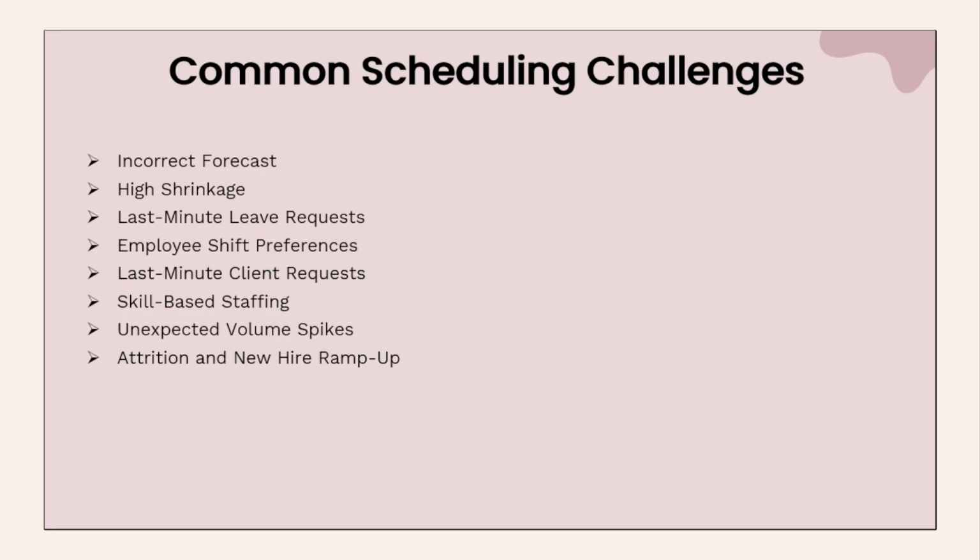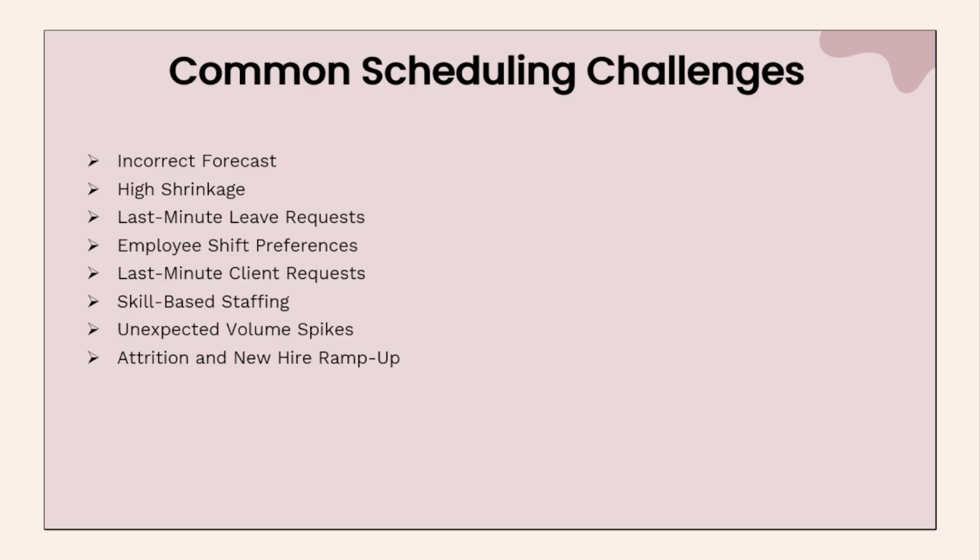Unexpected volume spikes means we have created the shift perfectly, we have created the schedule perfectly, but there is an unexpected spike due to some festival, due to some offer on the client's product. So the volume has risen, and due to that we are short staffed. Ideally we were staffed perfectly, but due to those offers we are currently short staffed, so we have to manage that.